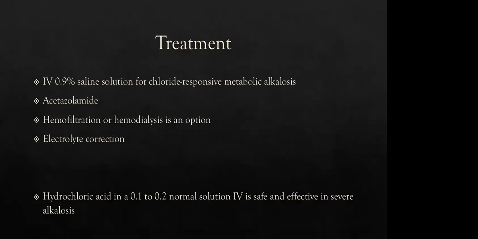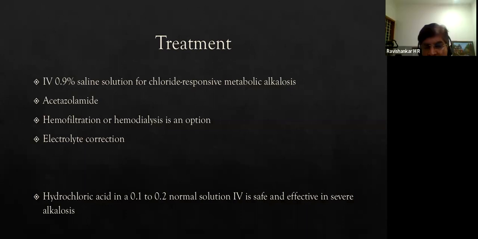Treatment: IV infusion of 0.9% saline solution for chloride-responsive metabolic alkalosis. In some cases, acetazolamide is also used for the excretion of bicarbonate, and in resistant cases, hemofiltration or dialysis is an option, and electrolyte correction is to be done. And hydrochloric acid in a very low concentration through central IV infusion is one of the considered options. Hardly ever used.